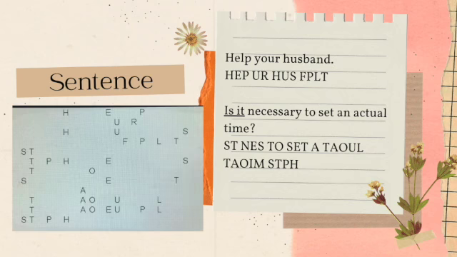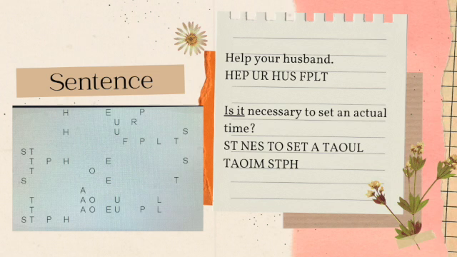We have here an example sentence with its strokes on the left side. Help your husband. So that's initial H, vowel E, final P for help, vowel U, final R for your, and for husband, initial H, vowel U, final S, and then we have FPLT.